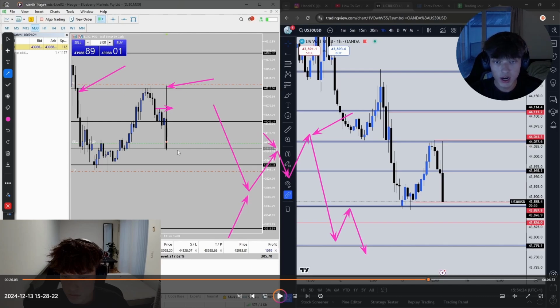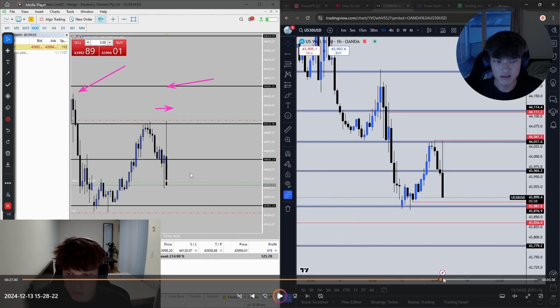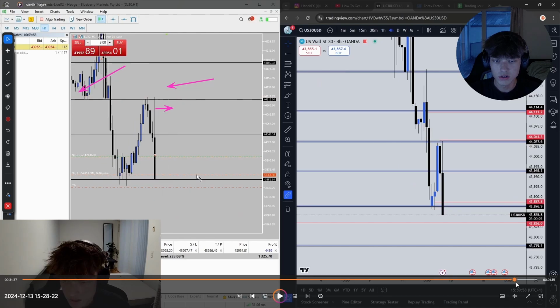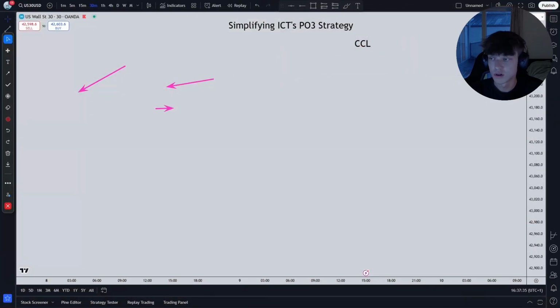Low, lower high. Retail traders get into positions right here, obviously, because they're anticipating this move. With their stops above here, what happens? Price liquidates them at NYSE, typically 10 a.m. or 10:30, right? Then we get that continuation move continuing down. It is literally so fucking simple. What happens here? I make like $1,000, 1.4k, I don't know, 1.3k or something, whatever.